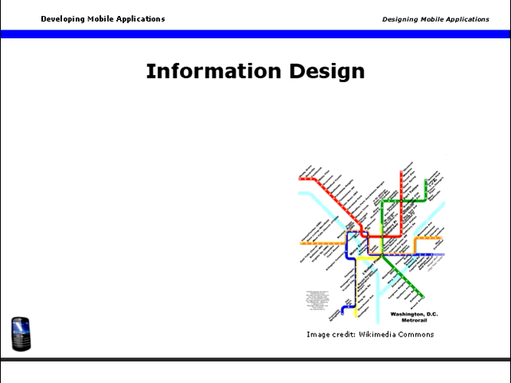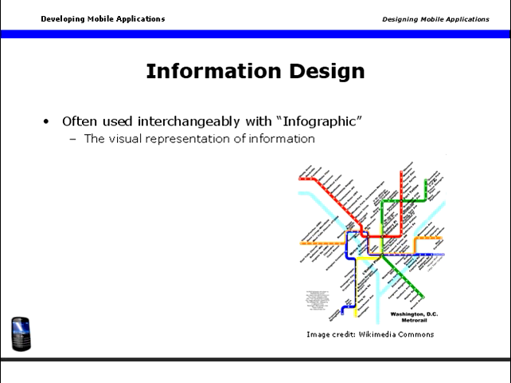Information design is a conceptual science that may or may not reflect in the visual. Often, you'll hear information design used interchangeably with infographic, which is the visual representation of information. Like a map, such as this map of the Washington, D.C. Metro Rail system.